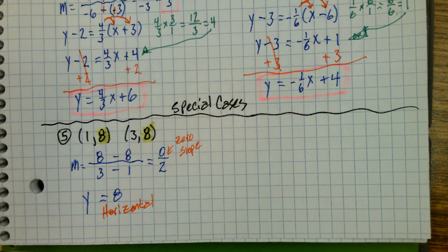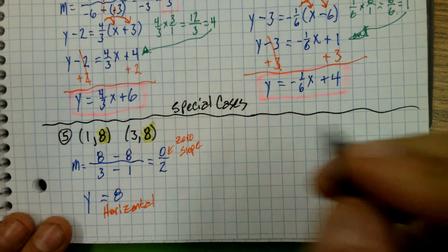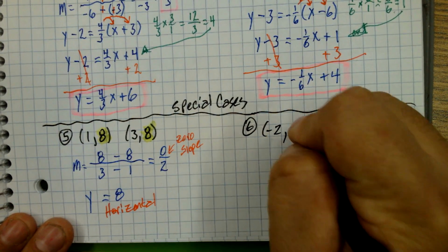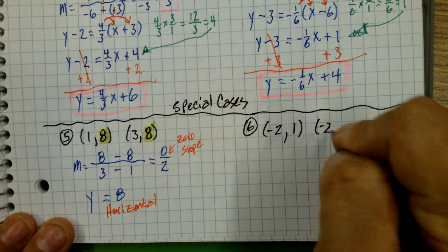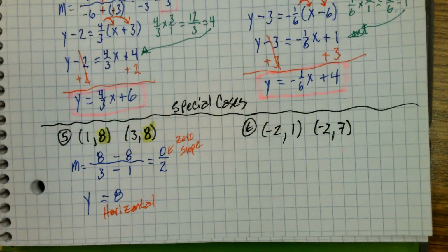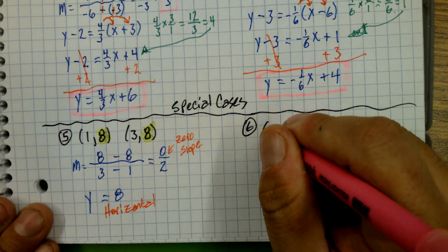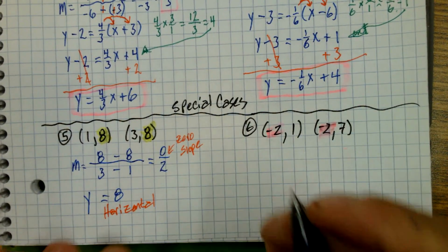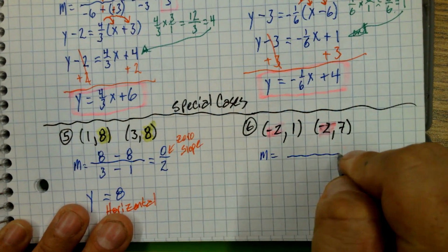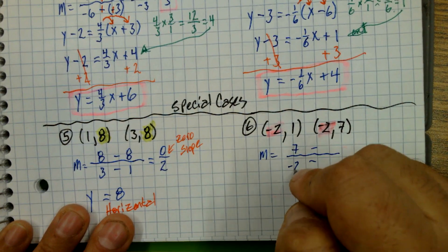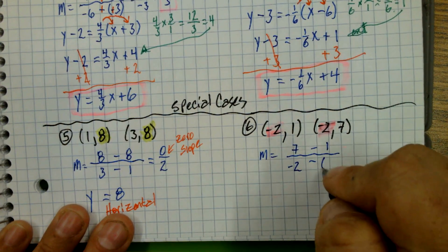Okay, let's go for the other special case. You could probably figure out what it's going to be. Okay, negative 2, 1, and negative 2, 7. Let's find the slope, but what do we notice about this? The x values are the same. So working out the slope, we get 7 over negative 2 and 1 over negative 2.